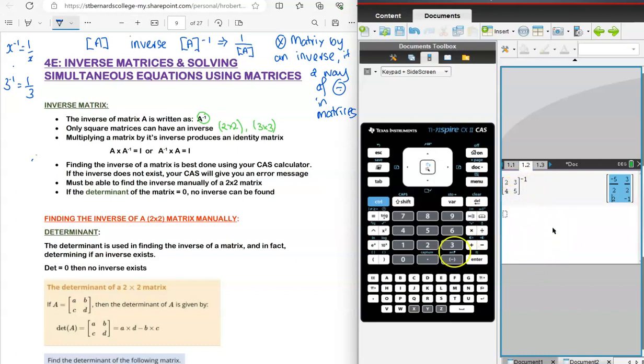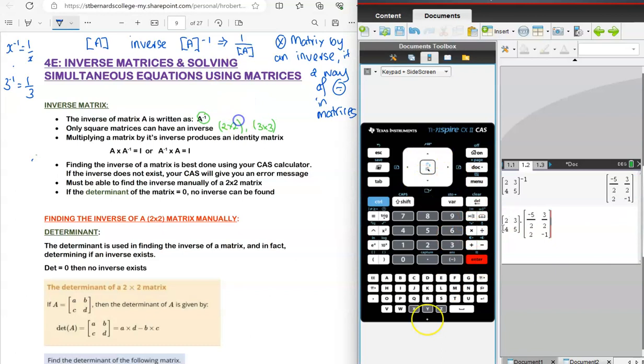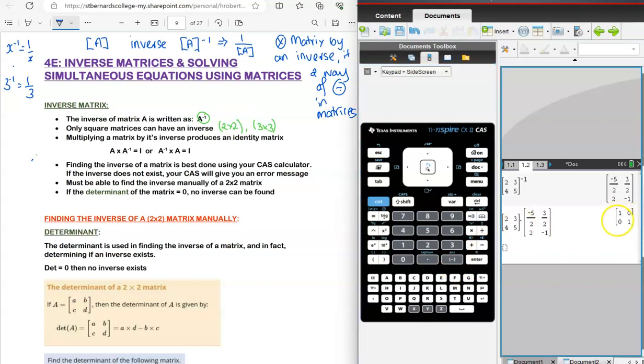So if we take the original matrix, without the inverse, and multiply it by the inverse one, what we end up with is the identity matrix. If I press enter, you'll see it here. We see that we have the ones on that leading diagonal, and we get an identity matrix.